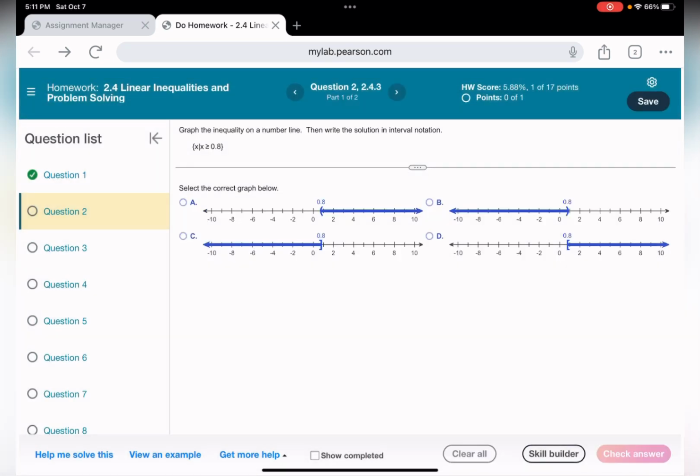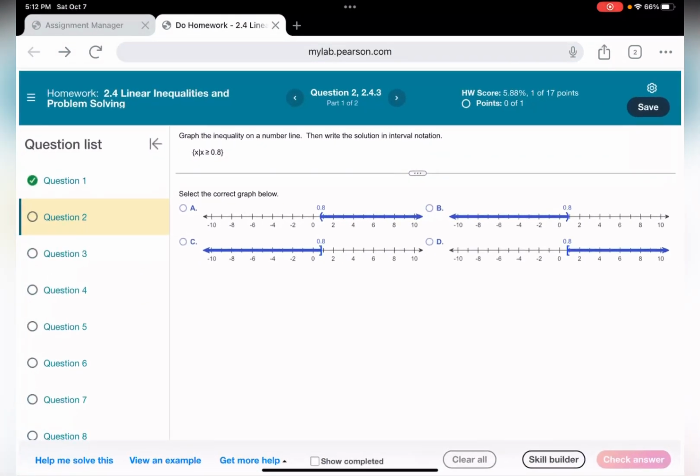Nice work. Next one, what do we have? Greater equal 0.8. So 0.8 and greater equal, meaning the arrow goes to the left and it's going to be a square bracket, right? Because the equal sign is missing. So looking for a square bracket and the arrow goes to the right. I'm sorry, did I say to the left? No, to the right, because it's greater equal.